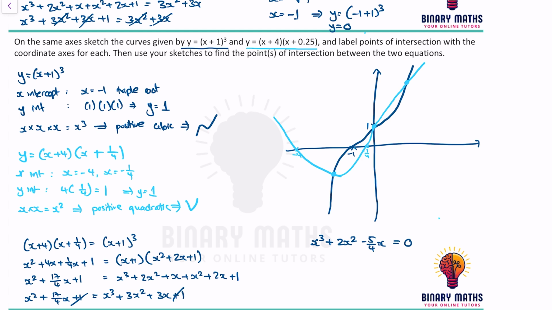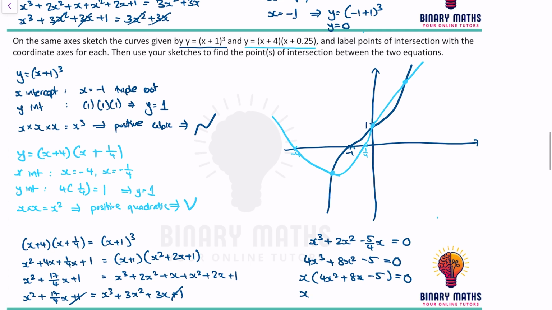If I multiply everything by 4, so I get 4x cubed plus 8x squared take away 5 equals 0. Now factorize out the x, I get 4x squared plus 8x minus 5 equals 0. Now this is easier to factorize.